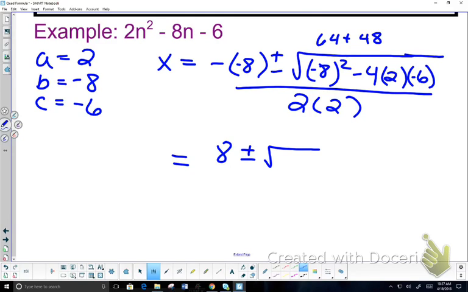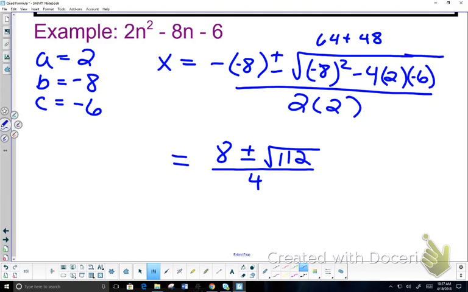Is this going to be positive, negative, or equal to 0? Positive. How many solutions will I have? 2. Good. So what is that number? 64 and 48. 112. Good. My fraction bar is all the way across. What goes on the bottom? 2 divided by 2. Yeah, I have a question. 4. Yes. 4? Okay. Yes.